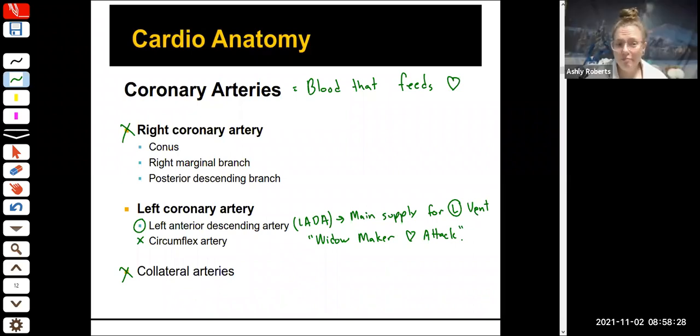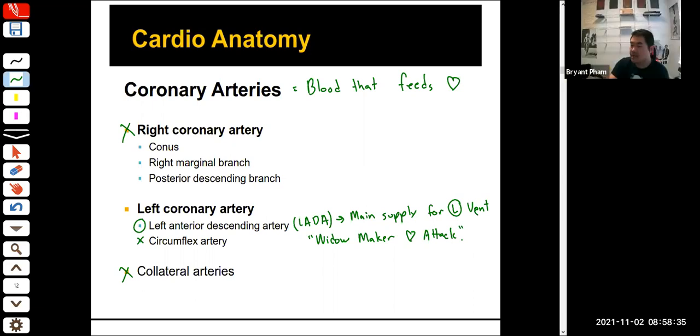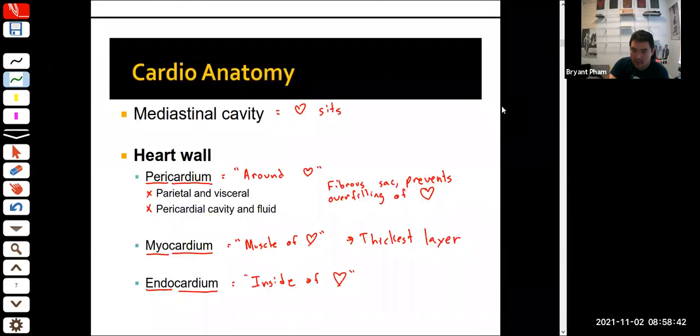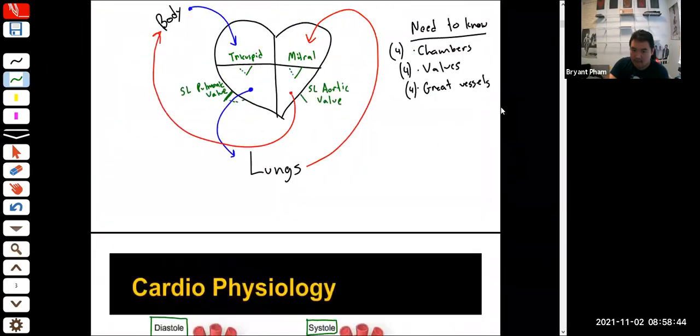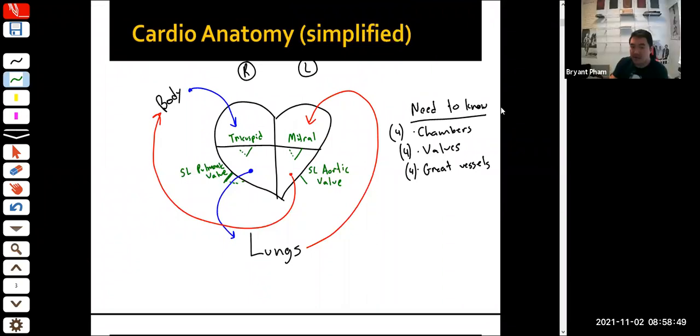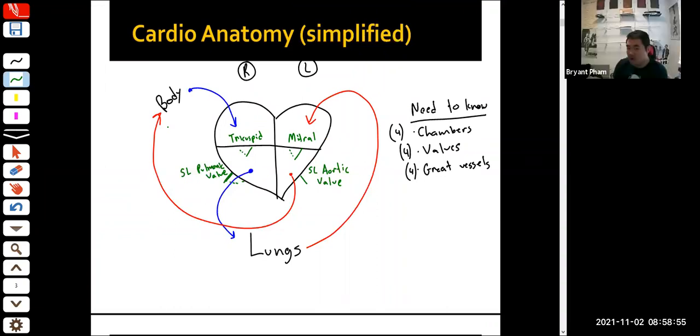You're dead? Why? I don't know. There's no blood feeding the heart, particularly the left ventricle, right? If my left ventricle is not getting any more blood, is it still contracting? No, and then the body's not getting any blood. The left ventricle is the only chamber that pumps to the body. If LADA gets obstructed, no more blood for the left ventricle, no more blood to your body.